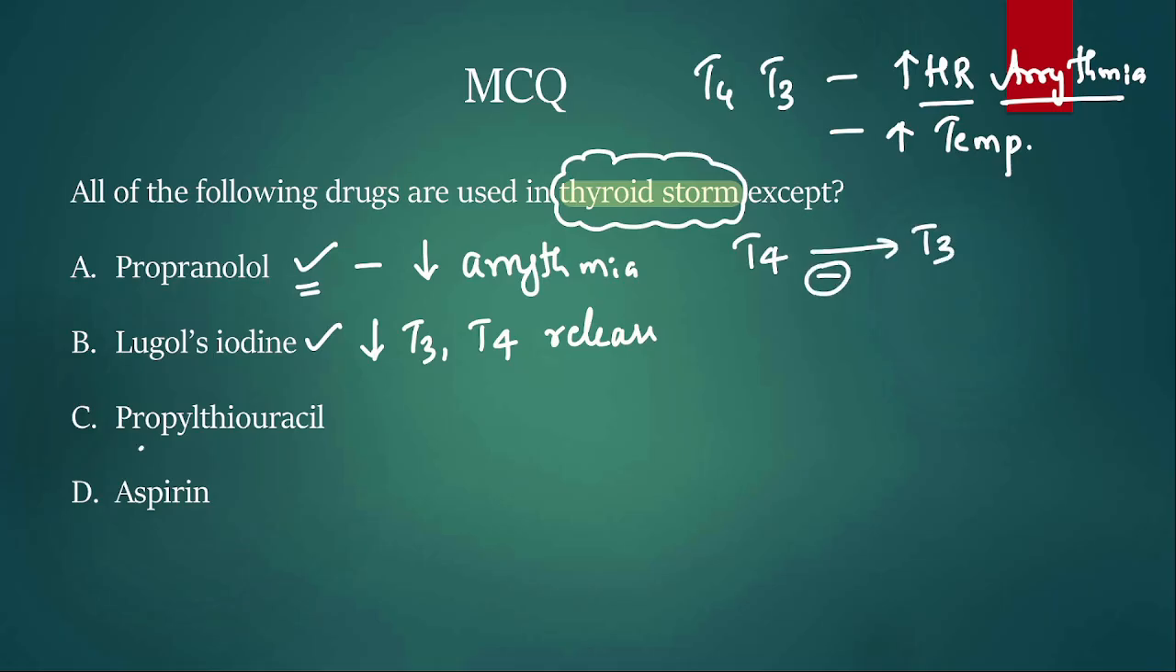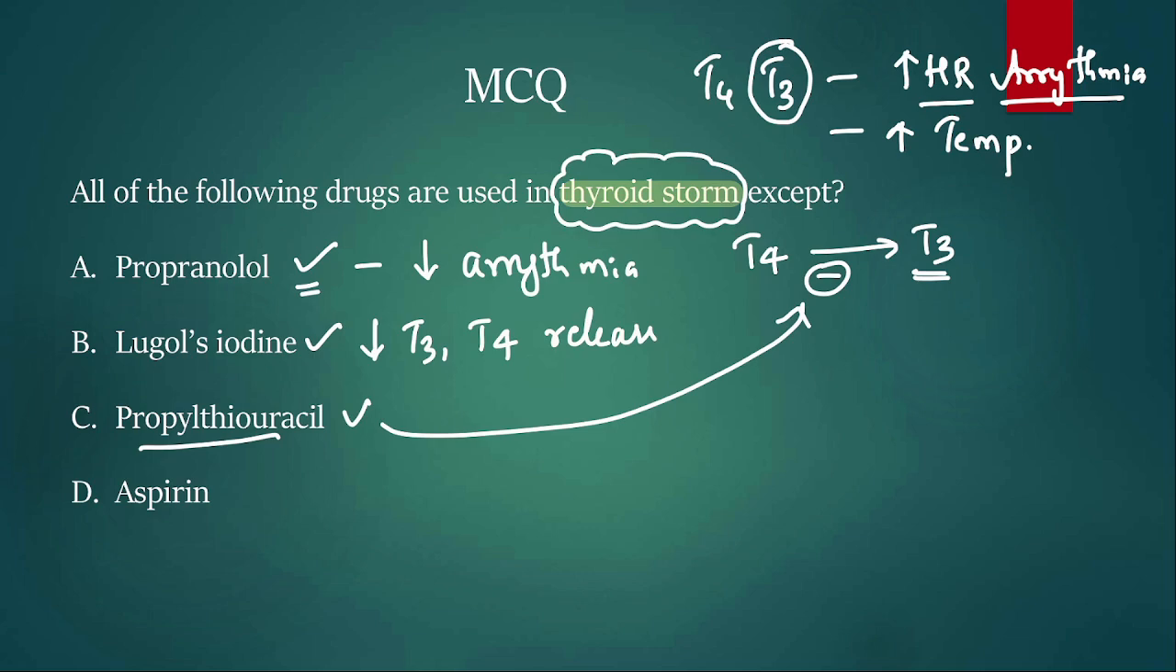Then we have propylthiouracil, which is also used. That also will be beneficial because it inhibits T4 to T3 conversion. Now you know that the most active is T3. That's why we don't want T3, which will cause more problems for the patient. So propranolol, Lugol's iodine, propylthiouracil all are used. Then what is not used is aspirin.